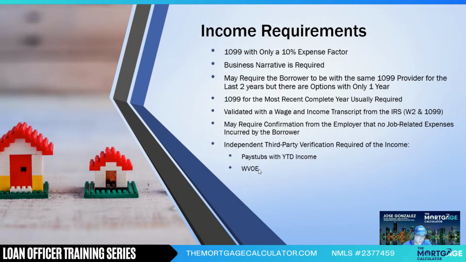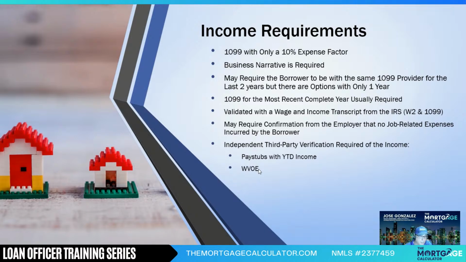Now, here's a very critical component, but if they get an actual 1099, then this shouldn't be an issue, right? The gross amount of the 1099 is going to be validated with a wage and income transcript from the IRS. So you do have to get that type of transcript, not a full transcript, just W-2 and 1099, and it's just going to show the gross amount of the 1099, and that should match the amount on the document that was turned in.